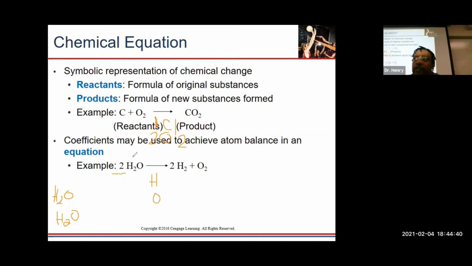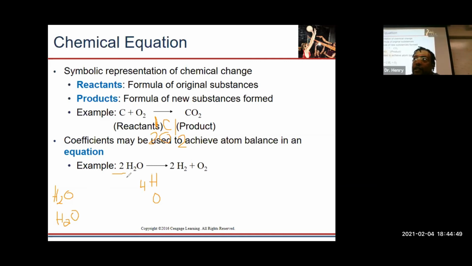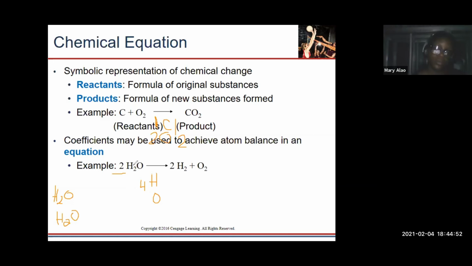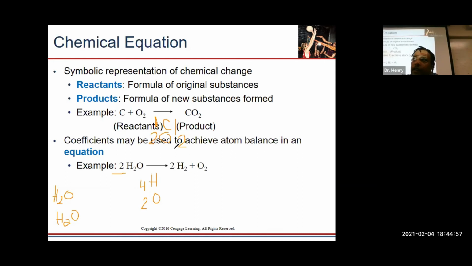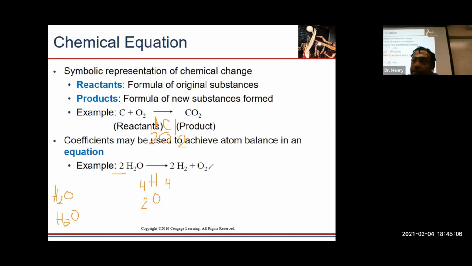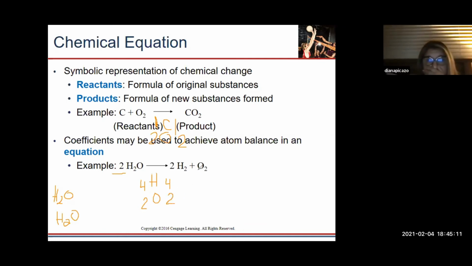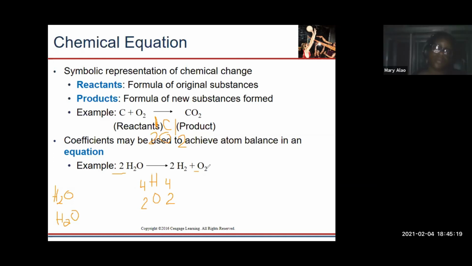How many hydrogens do I have all together? 4. How many oxygens? Two. Okay, what about over here? How many hydrogens? Four. How many oxygens? Two. Since there is an understood 1 in front of it, there's only 2. You guys get that?